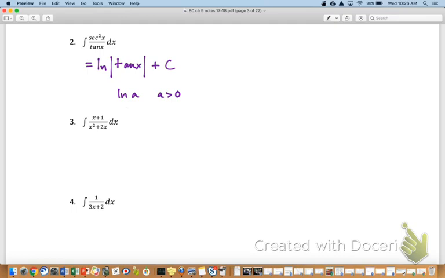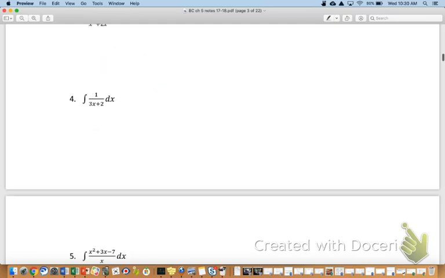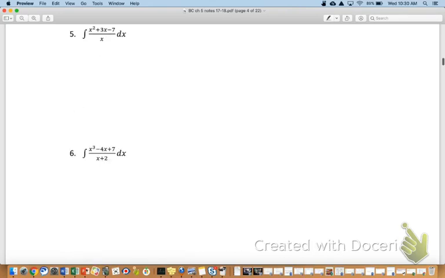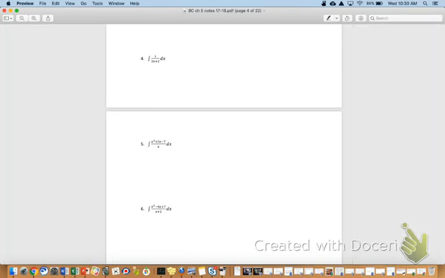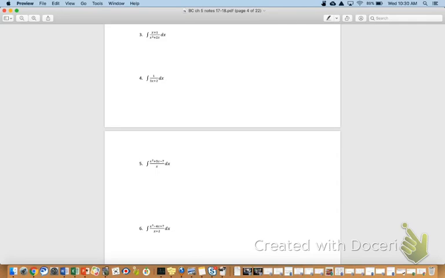Okay, so why don't you guys try out the other ones we got here, 3, 4, 5, 6. Definitely try out 3 and 4. Try and make these a little more visible.